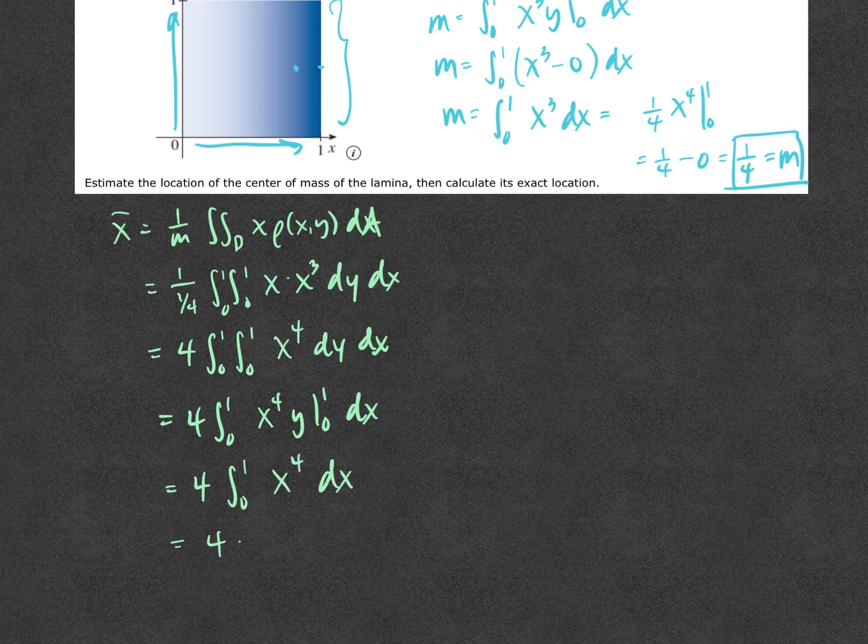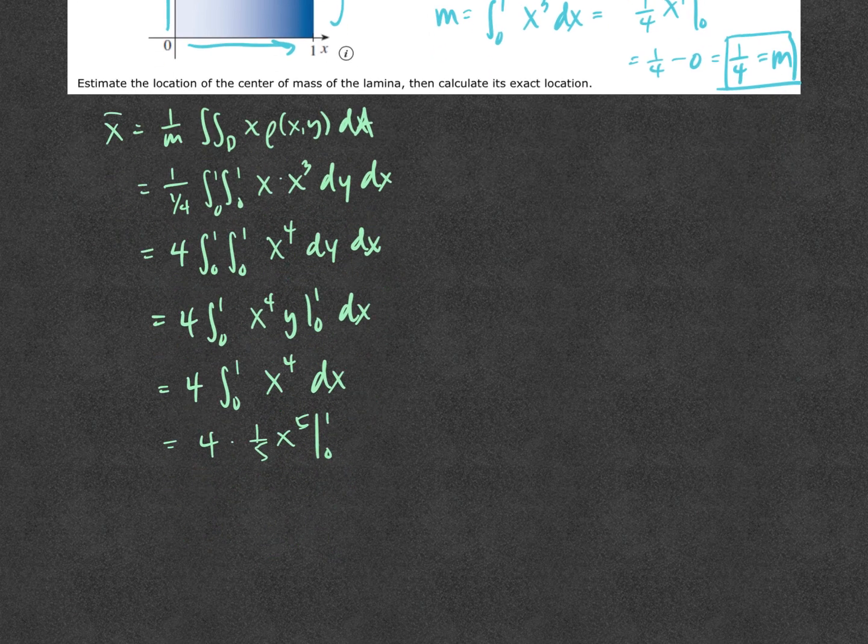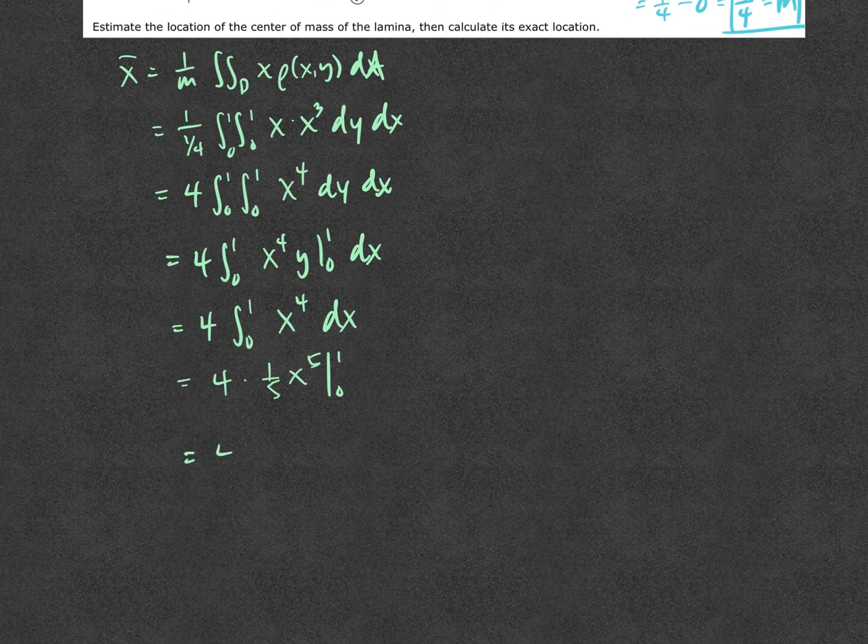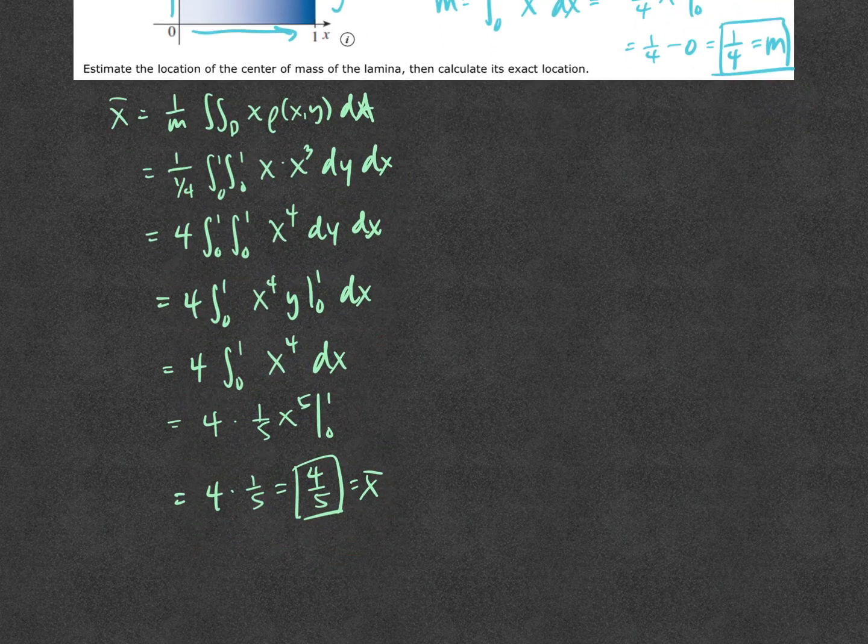So now we have 4 times 1/5 x to the fifth. Let me do that correctly. x to the fifth from 0 to 1. So when we plug in 1, we get 4 times 1/5 minus 0. So just 4 times 1/5, which is 4/5 for our x value, for the coordinate for the center of mass.